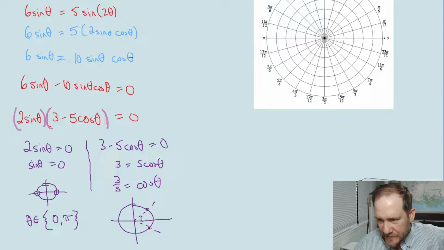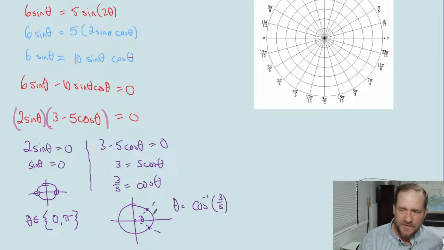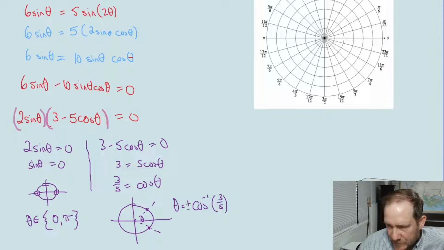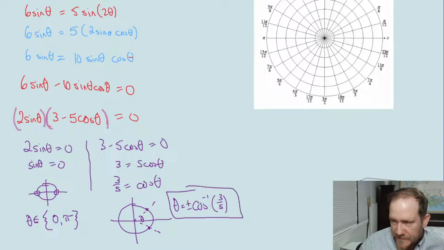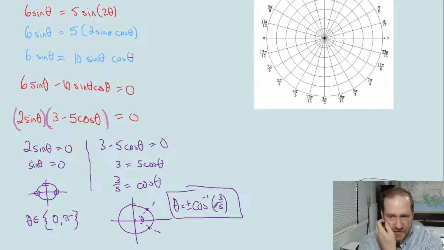I don't actually know this angle measure, but I can find it. Theta would just be the inverse cosine of 3/5, and you could give that as your answer. You can tell by the symmetry of the unit circle that theta is going to be plus or minus those, so that's giving us 2 more solutions: positive cosine and negative cosine.